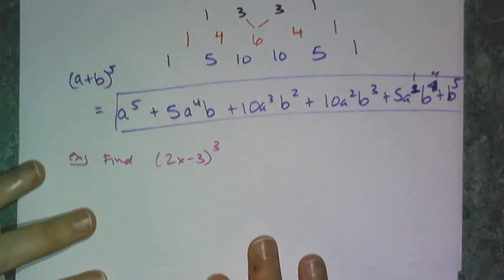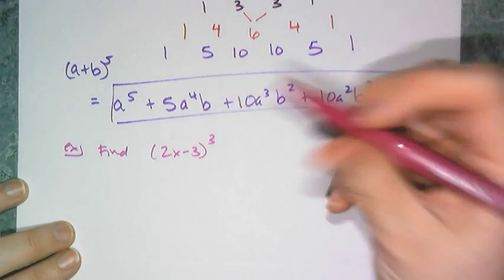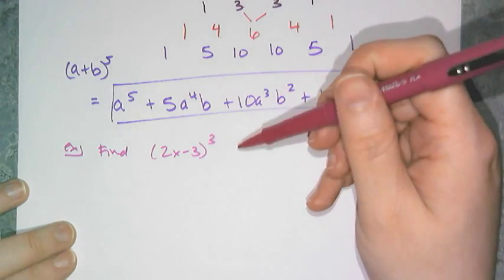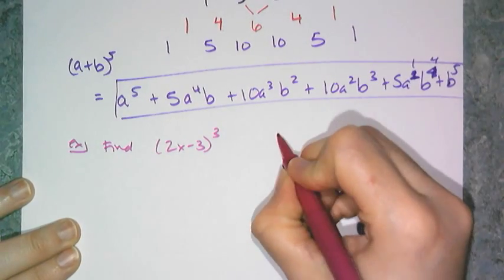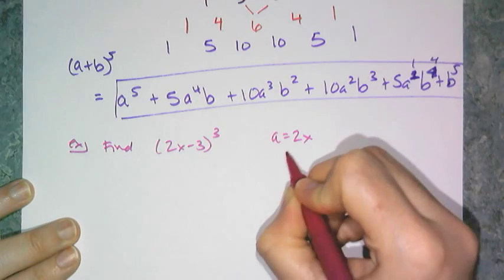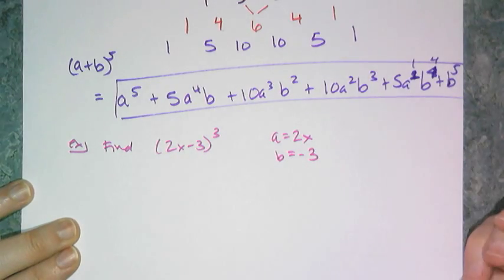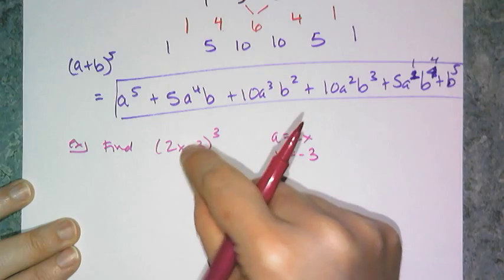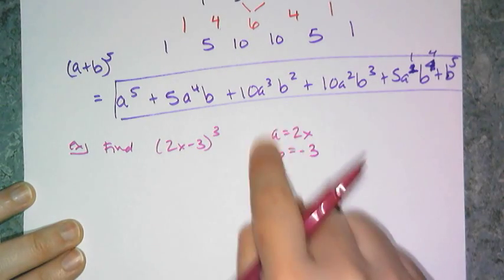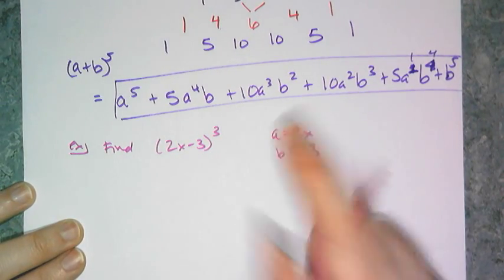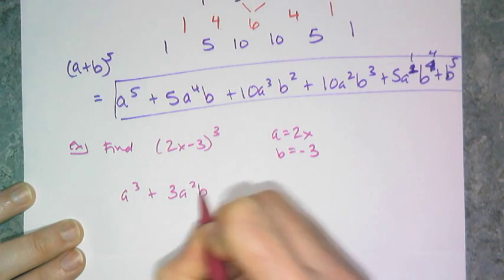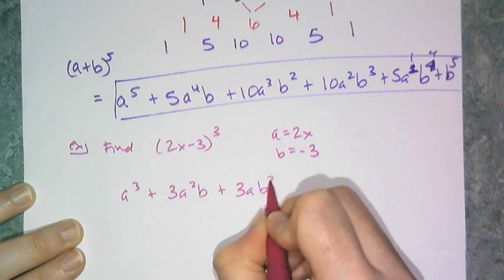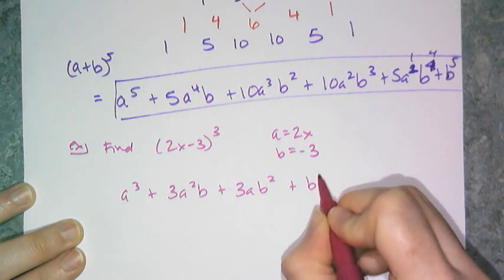So for example, if I want to use this information to figure out what (2x minus 3) to the third power is, I'm going to do a substitution. I'm going to say a equals 2x and b equals negative 3, and it's important that you take the sign with that. And then I'm just going to write out what the expansion is for a and b. I have a cubed plus 3a squared b plus 3ab squared plus b cubed.